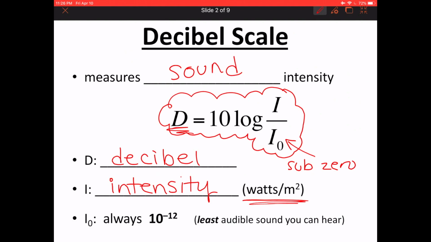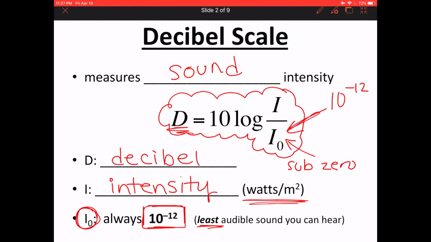per meter squared. I sub 0 is always going to be the value of 10 to the power of negative 12. This just represents a very small sound, the least audible sound you can hear, like a very, very soft whisper that you can barely hear. We're always going to plug in 10 to the negative 12 for I sub 0. That's going to be kind of our base number that we work with.